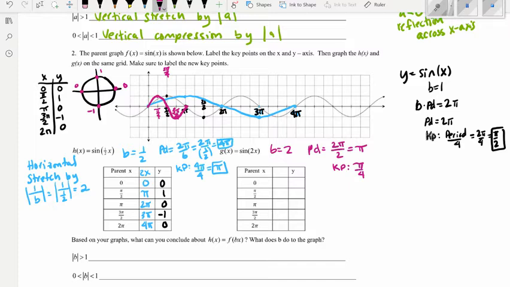So this would be my new graph. And notice that from the parent graph, which I'm going to draw in black real quick to make it a little bit thicker, so this is my parent graph. Notice that now this graph, sine of 2x, is half the size of the parent graph. So that's why we call this one a horizontal compression.